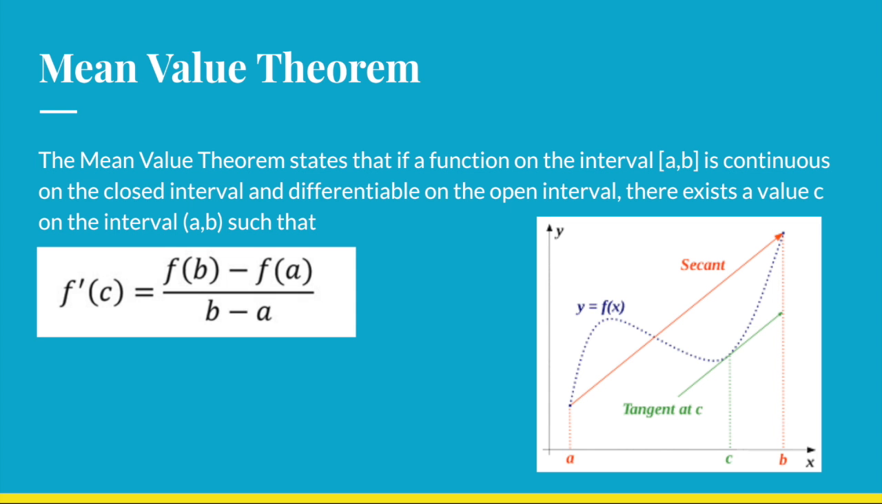The mean value theorem. The mean value theorem states that if a function on the interval a to b is continuous on the closed interval and differentiable on the open interval, there exists a value c on the interval a to b such that f prime of c equals f of b minus f of a over b minus a. Essentially, this equation demonstrates that in a differentiable and continuous function, there is a value c at which the average slope is equal to the slope of the tangent line at point c, f of c, which can be seen in the graph below.